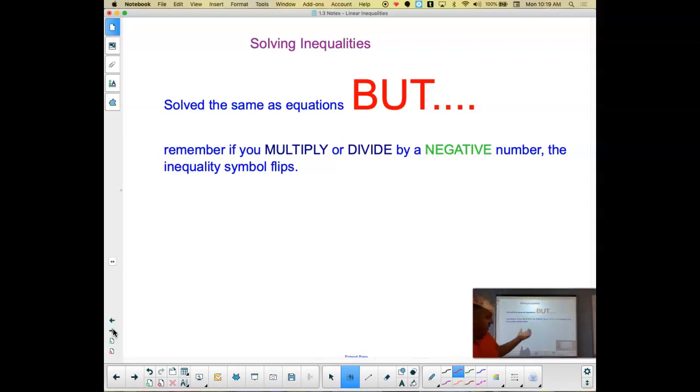Okay? Very important, and I can guarantee you at some point in time you're going to forget this, and then you're going to go back and you're going to say, duh, I forgot to flip my inequality. Okay? Make sure we do that.